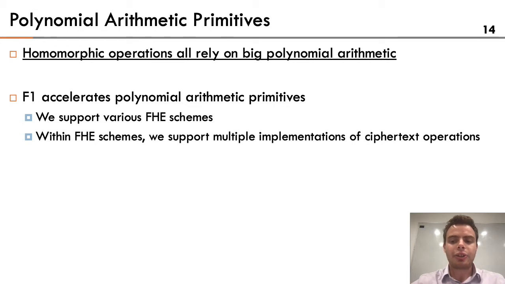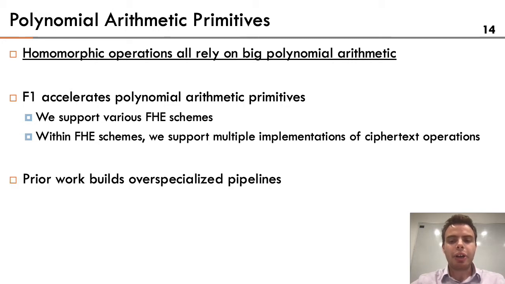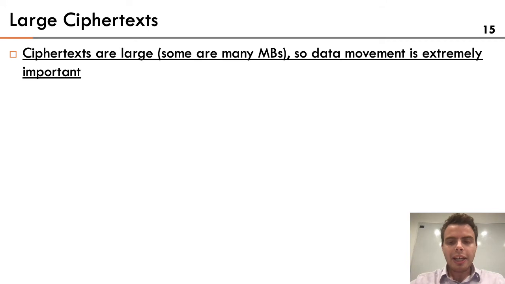Our design allows us to apply interesting algorithmic trade-offs to boost performance and also keep current with the latest methods in the FHE literature. Instead, prior work builds over-specialized pipelines to accelerate larger kernels, such as key switching. As mentioned earlier, our ciphertext and auxiliary data are huge. Minimizing off-chip data movement is therefore essential.